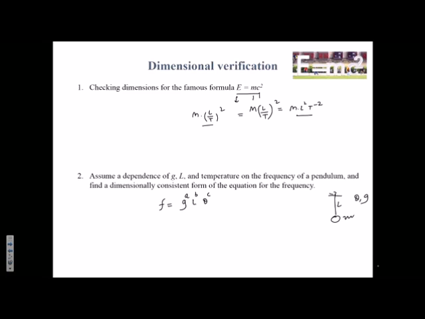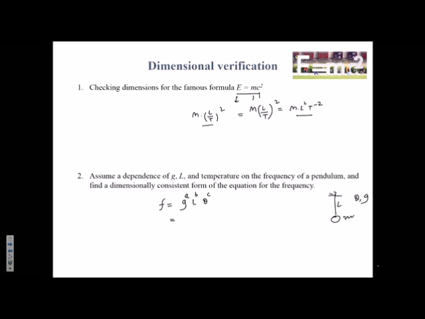So if we can compute a to be 1, then we know f is proportional to g. If we find b to be 2, then we know f is proportional to L squared, right? If we find c to be 0, then theta to the power 0 would be 1. That means f is not dependent on the temperature. So we're looking for the values of a, b, and c. So how do we find it? It's really very simple. All we have to do is write the dimensions of each quantity.